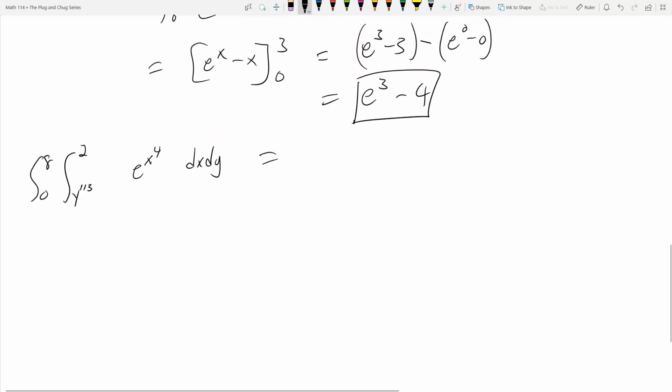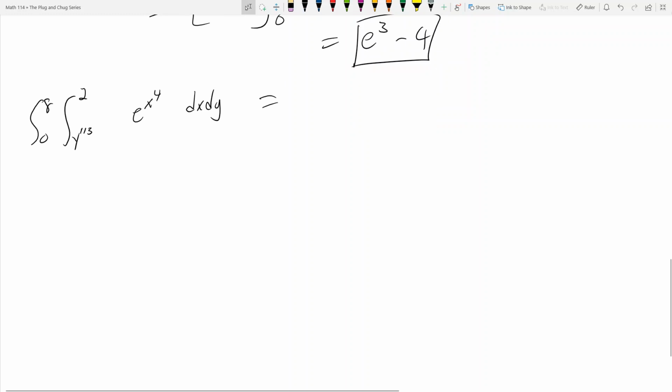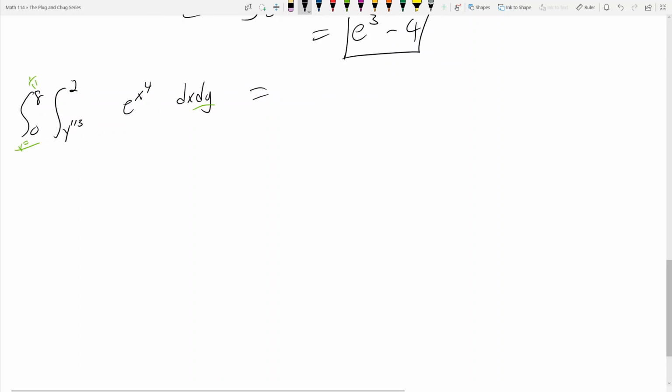For example, what you want to do before you switch the bounds is graph this region. You want to graph what that looks like. So again, y matches with the outside bounds. You can think of this as y is equal to 8 and this bottom bound being y is equal to 0. So if we draw a picture, I got y is equal to 8.